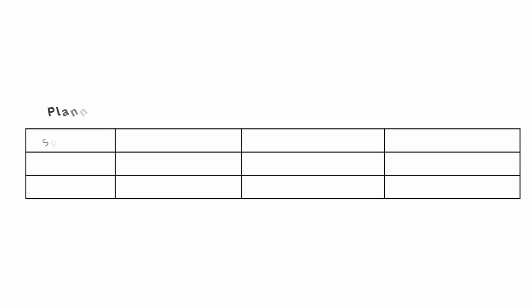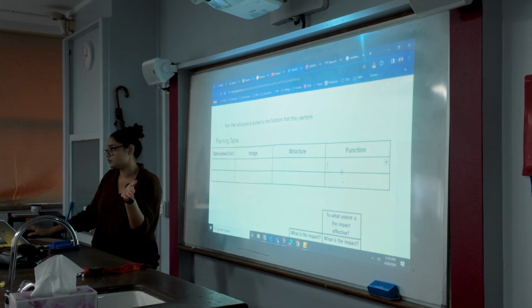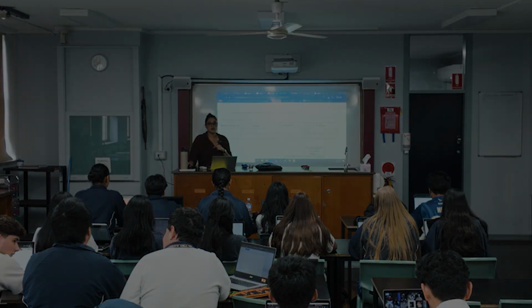Name the 2 cells that you want to focus on. What is its structure? So pick one feature of its physical structure and what does it allow that cell to do. So in 5 minutes, I'm going to start the timer.